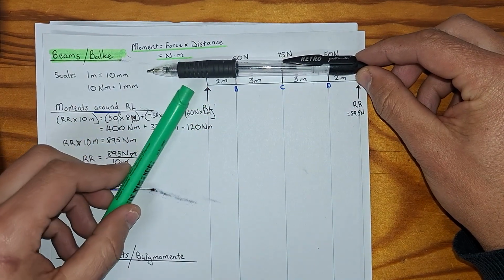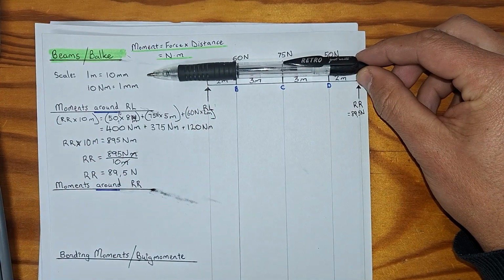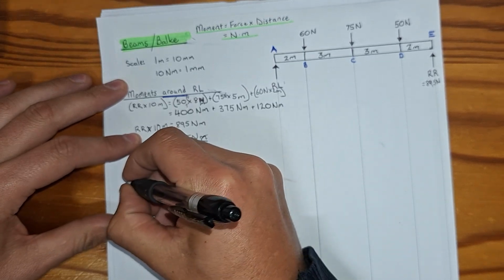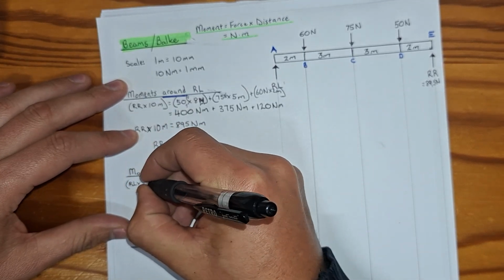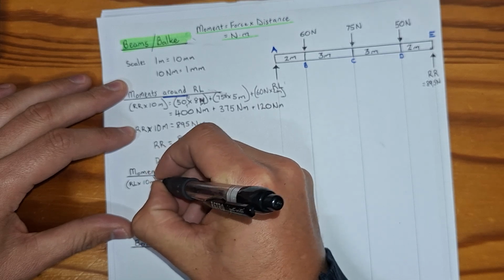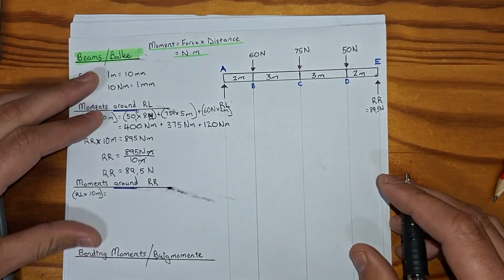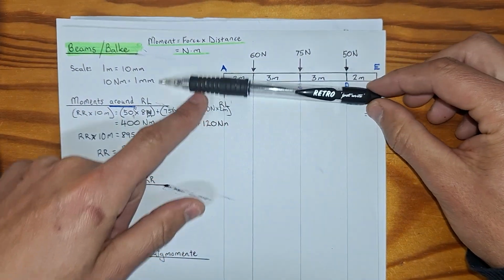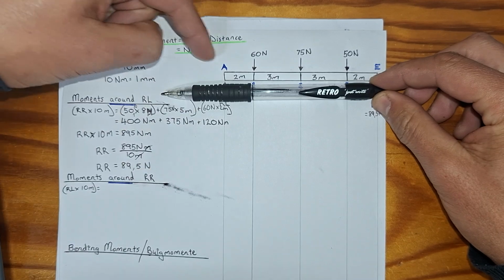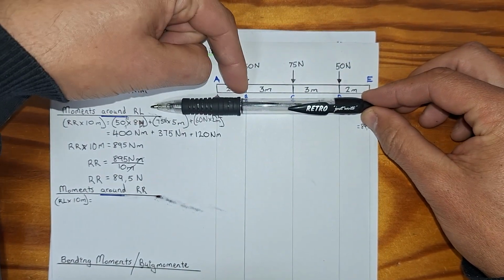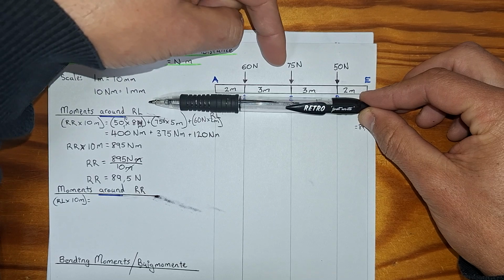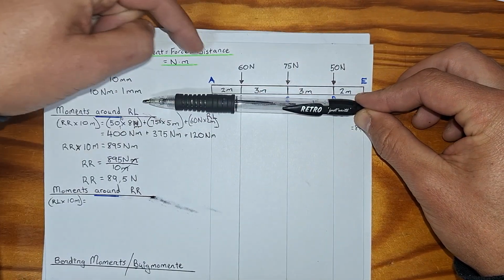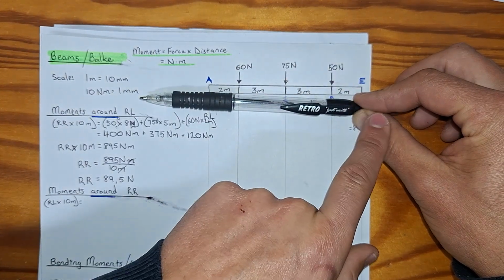That's the only upwards force, so it's the force times the distance up to the pivot point, which is reaction right. So it will be, open the brackets, reaction left times 10 meters is equal to the sum of the downwards moments. So the pivot point is at point E. Upwards moment we've already written down. Now it's going to be the downwards moments, which is 60 times 8 meters plus 75 times 5 meters plus 50 times 2 meters. Each time the distance up to the pivot point.